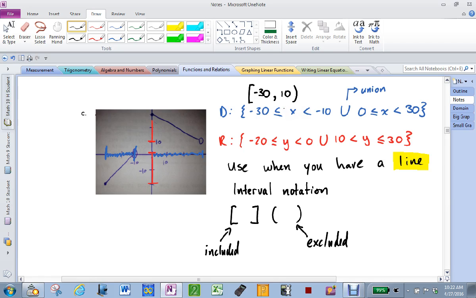Well, then what would you fill in? I'm about to show you. We union with what's this side. Is 0 included? So what bracket is it? Square. Square, 0, up to what? 30. Is 30 included? No. Round bracket. Everybody cool? So you guys do that for range now.